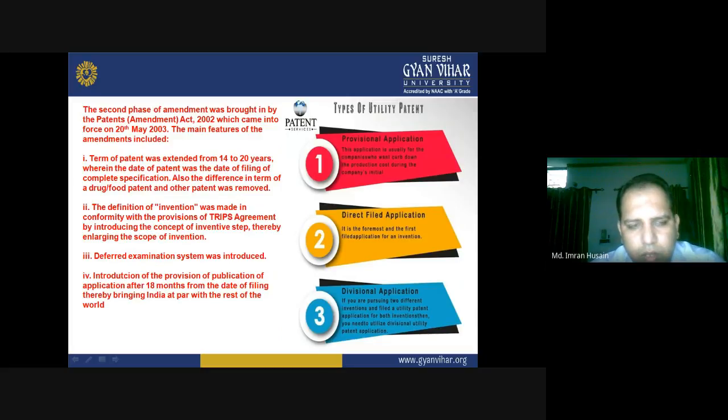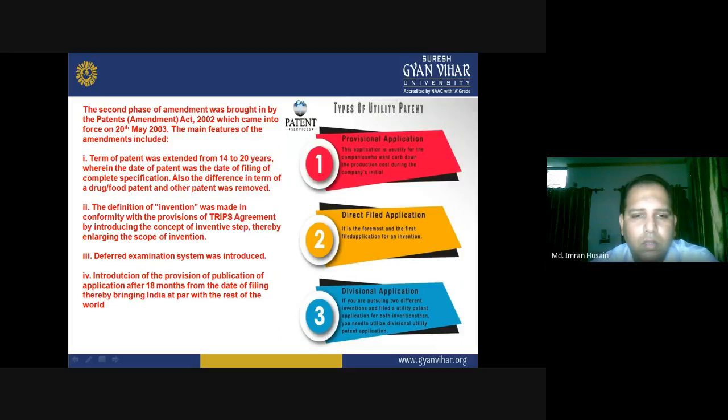Third, deferred examination system was introduced. Everything was thoroughly checked. Everything was now checked according to the details of the scenario. Right? Earlier, it was not possible, and following all these terminologies and following all those essential items were not earlier possible. So, filing the patent nowadays requires a good amount of time, and the patent is thoroughly observed and thoroughly checked, and deferred examination system is proving to be successful.